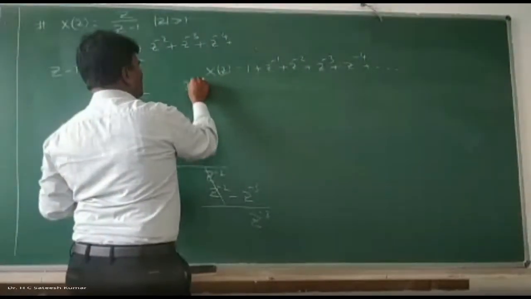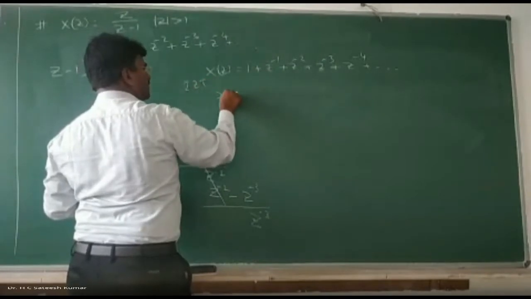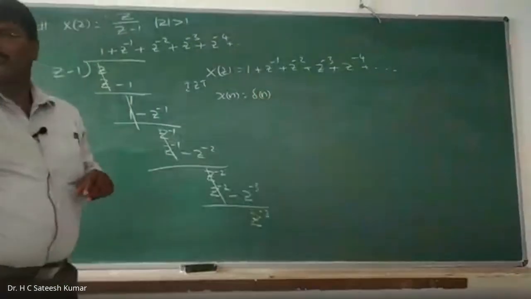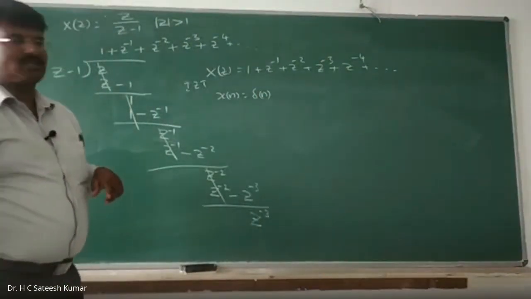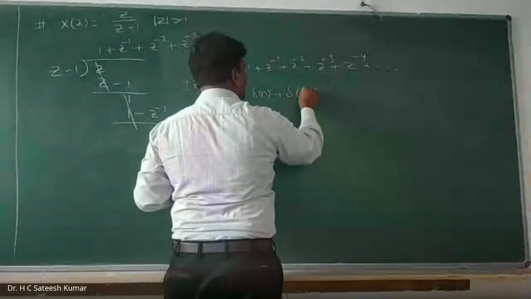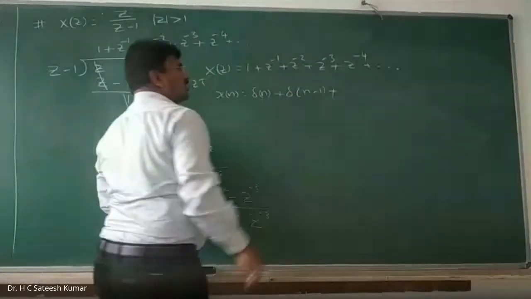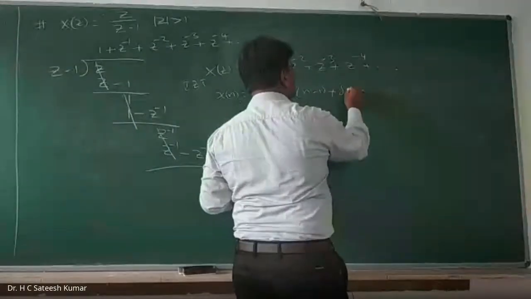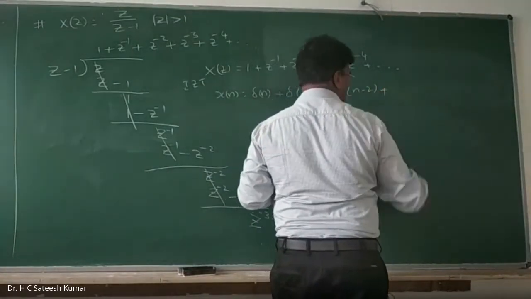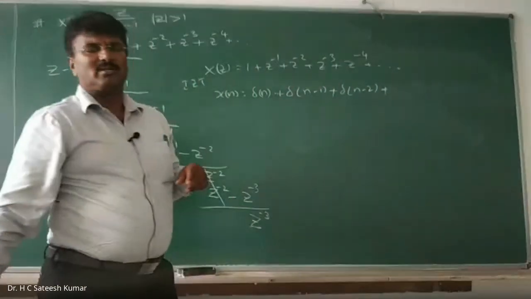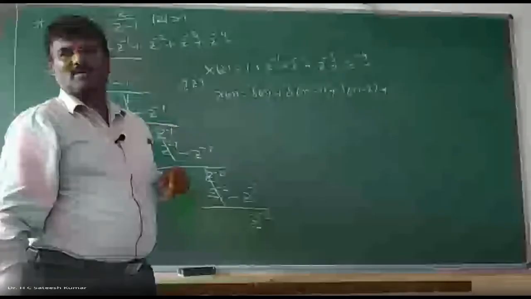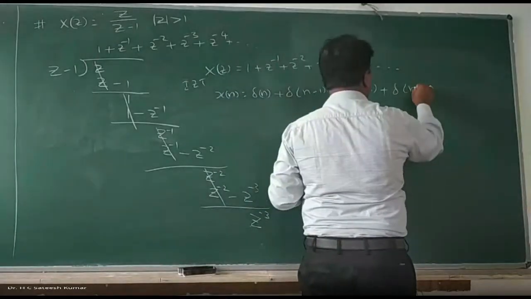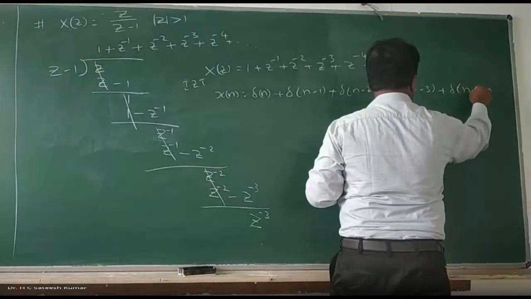Now you take the inverse Z transformation of it. X of n is equal to 1 as the inverse Z transformation delta of n. Z to the power of minus 1 as the inverse Z transformation delta of n minus 1. What is that? Z to the power of minus 2 as the inverse Z transformation delta of n minus 2. See the table: delta of n minus n naught as Z transformation, Z to the power of minus n naught, is nothing but delta of n minus n naught, no? Same formula I am using. Plus delta of n minus 3 plus delta of n minus 4 plus so on.